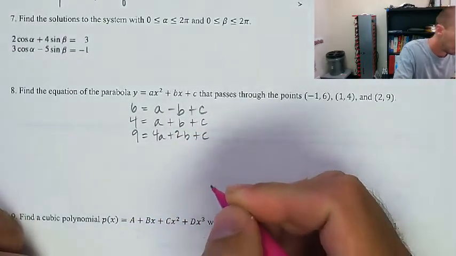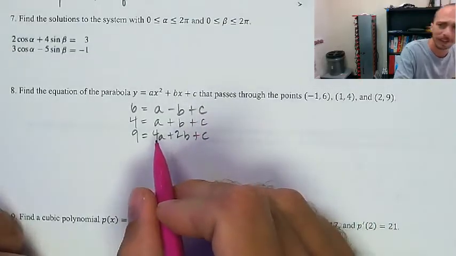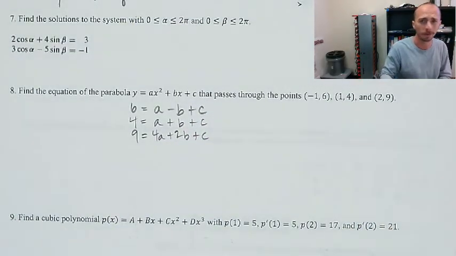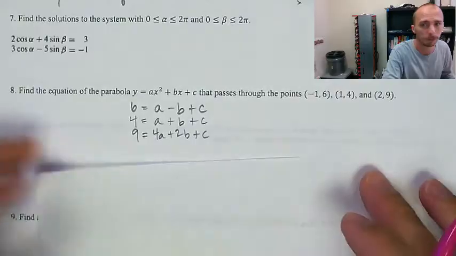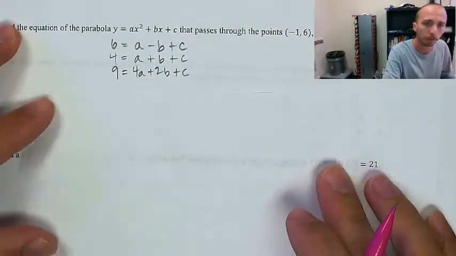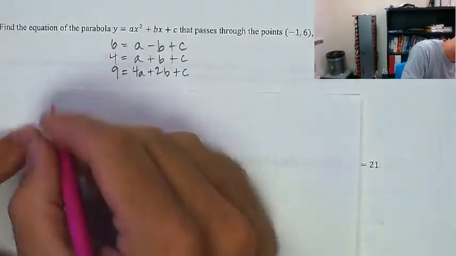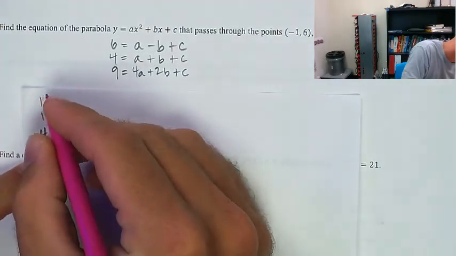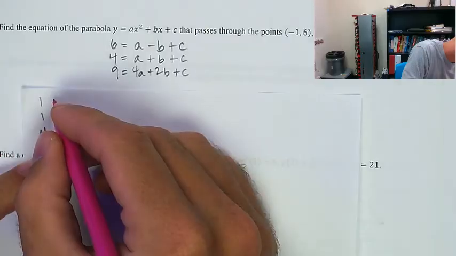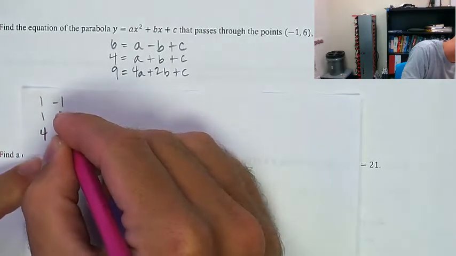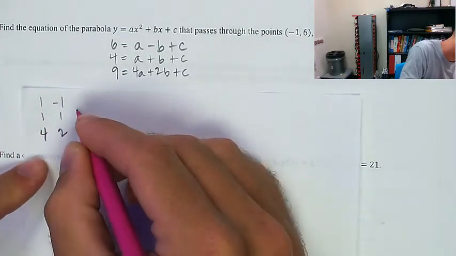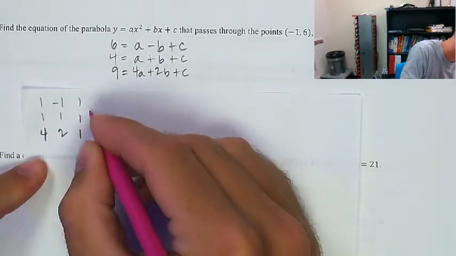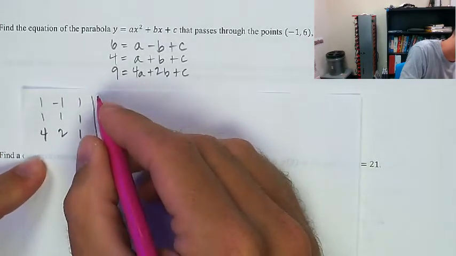And then I'm going to set up to row reduce this thing. Strategically, I don't know if writing the system that you're then going to write a matrix for in the very center of the space you've been allotted to work the problem is very smart. I don't feel very smart right now. So I'm going to transform this to a matrix: 1, -1, 1, 4, 1, 1, 2, 1, 1, with 6, 4, 9.